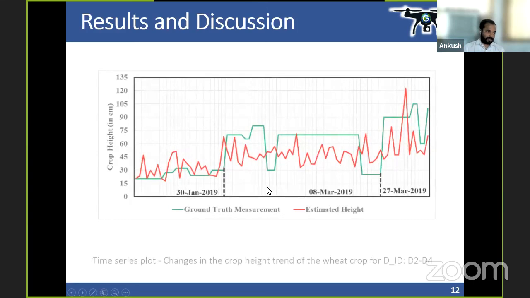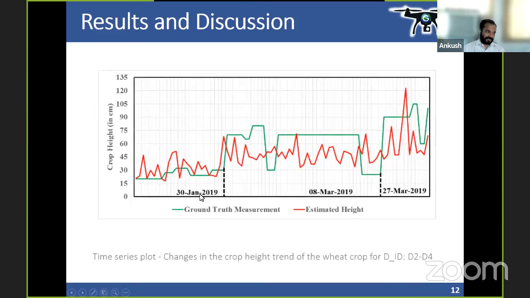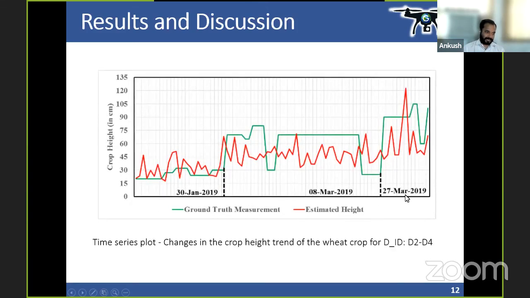This shows the variation for the wheat crop for various dates, like up to 30th January, 8th March, and 27th March. So this is the ground truth against the estimated height for the wheat. We can see the similarity, and of course, there is a plus minus 5% error.